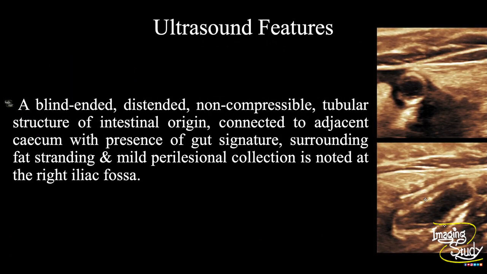So in summary, a blind-ended distended non-compressible tubular structure of intestinal origin connected to adjacent cecum with presence of gut signature, surrounding fat stranding, and mild perilesional collection is noted at the right iliac fossa, indicating it as a case of acute appendicitis.